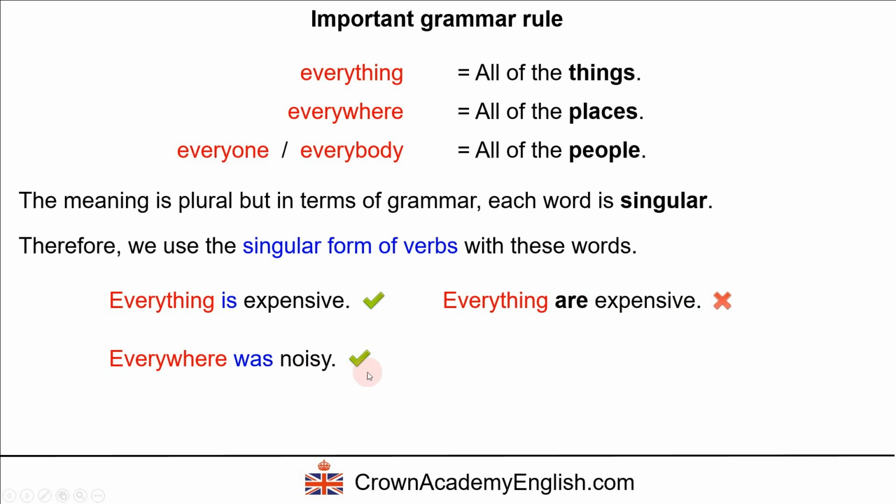Everywhere was noisy. Here we have the past form of the verb be, and this is the third person singular, was. And this is wrong. This is the third person plural.